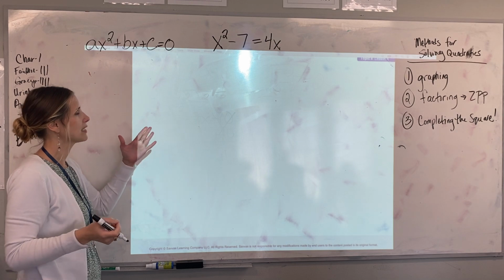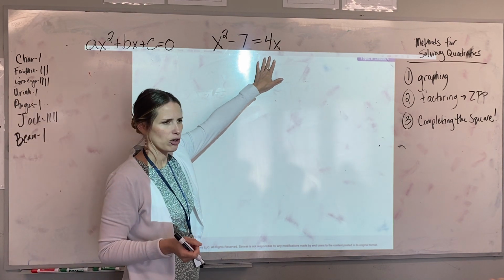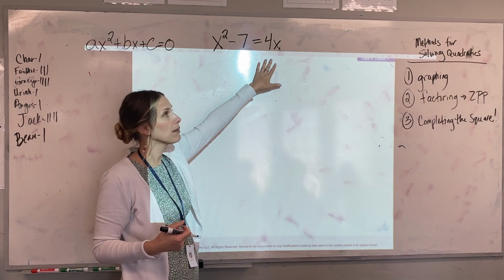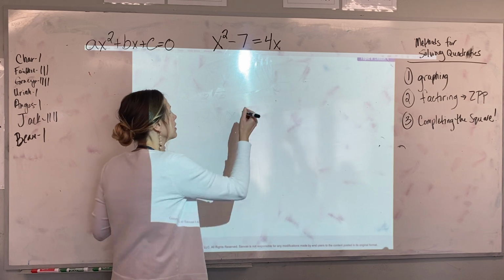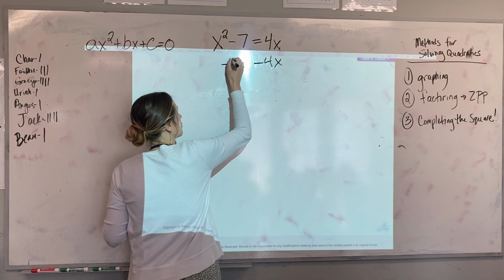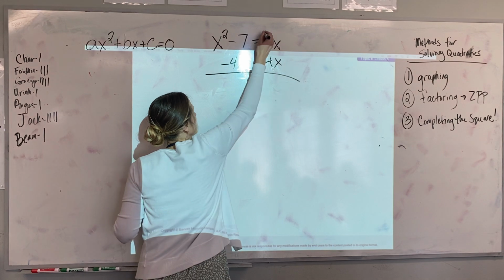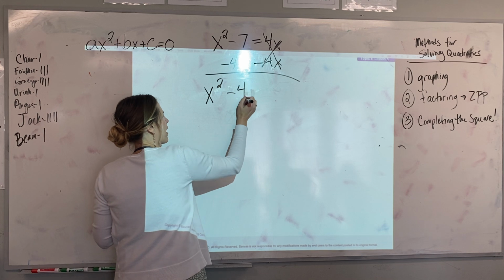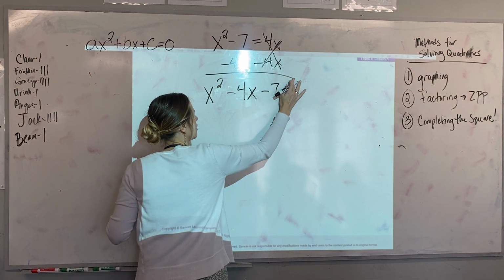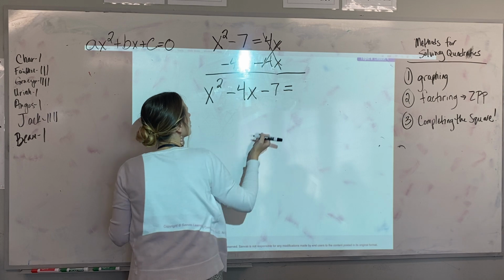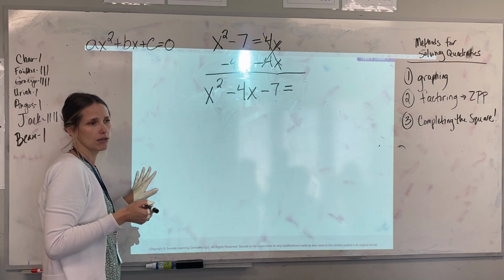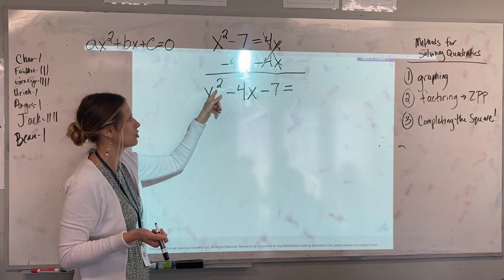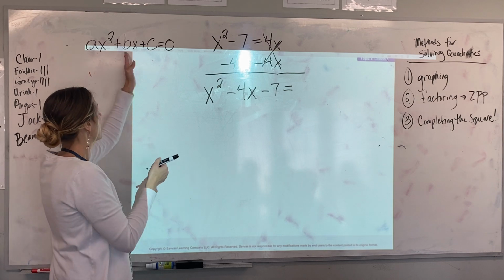That's not in standard form. We need to get this to be 0, but we can't just tell the 4x to go away. I can't just remove it, but I can subtract 4x, remove it and put it on that team. And then I have x squared minus 4x. Why did you choose the minus 4x first, not the minus 7? Because it has an x, and the degree is higher, right? We need the degrees in order from greatest to least, 2, 1, 0, and that's standard form.